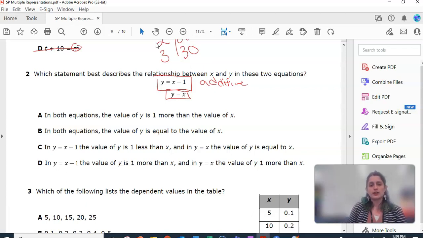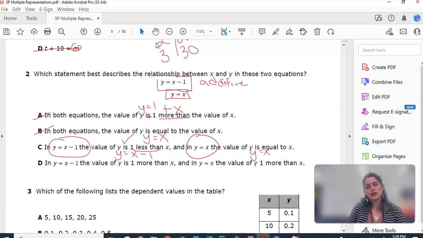In both equations, the value of y is, remember that is means equals, y is 1 more than x. I don't think so. In both equations, the value of y is equal to the value of x. Not in both of them, just in one of them. In this equation right here, y equals x minus 1, the value of y is 1 less than x. English is a weird language. When you see 1 less than, it actually means the minus 1 is going at the end. This part is true. In this equation, the value of y is equal to x. Also true. Ta-da!